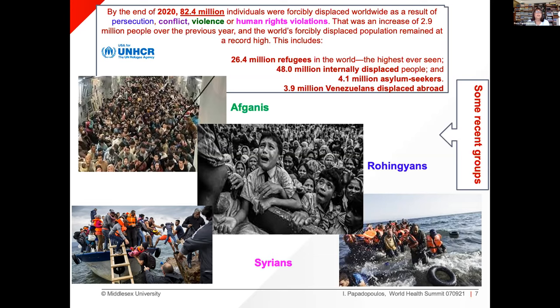The UNHCR stated that in 2020 there were 82.5 million individuals who were forcibly displaced because of persecution, conflict, violence, and human rights violations. And you can see how that breaks down. There are nearly 26.5 million refugees, 48 million internally displaced people, 4.1 million asylum seekers, and nearly 4 million Venezuelans displaced abroad.